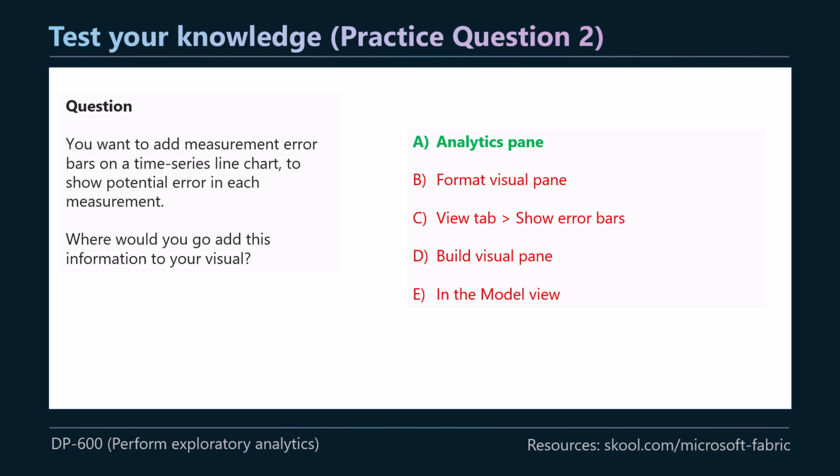It's not going to be the build visual pane. That's where you add your different variables, your different columns to a particular visual. Format visual, that's where you change things like the text and the border and all that kind of thing. It's not going to be the model view, because that's where you define relationships and things like that. And it's not going to be in the view tab, show error bars. That functionality doesn't actually exist. I just made it up.